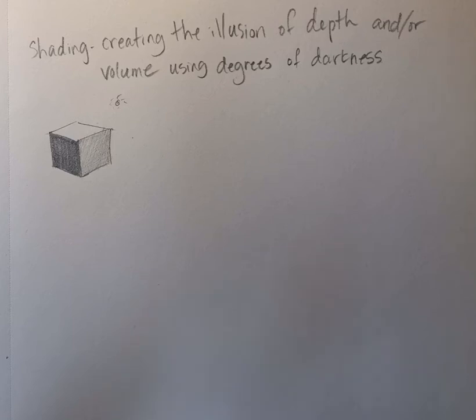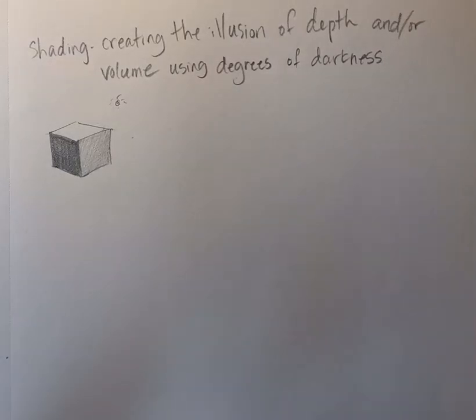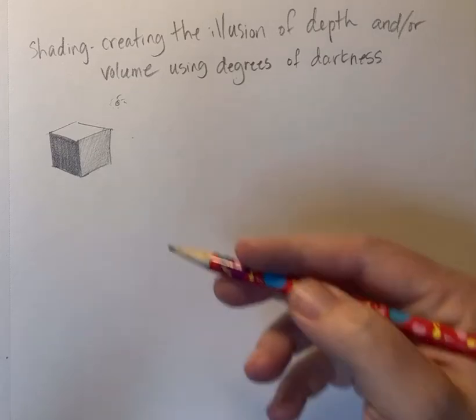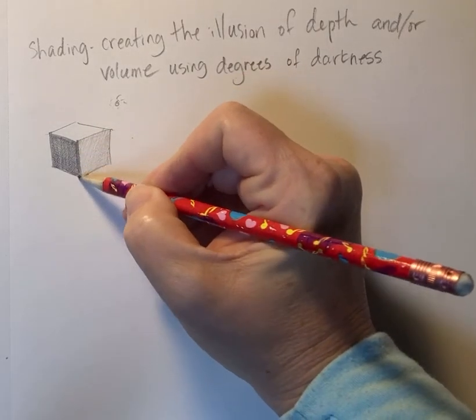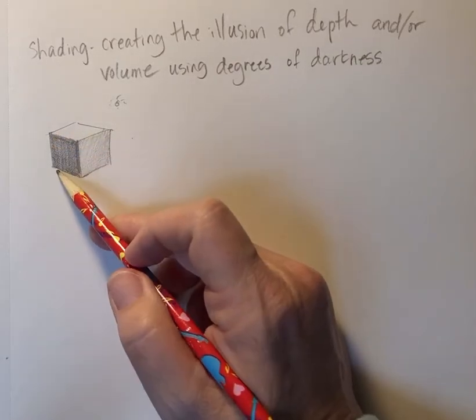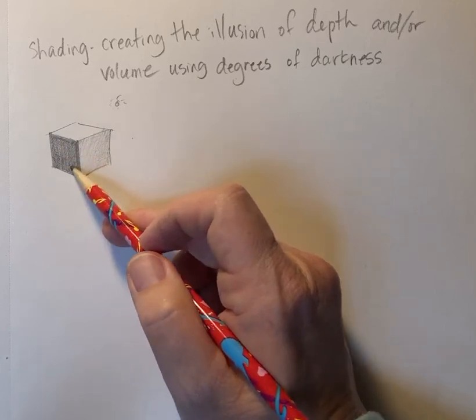We are going to continue talking about shading today. Last time we met, we talked about what shading was. We learned a little bit about our pencils and the different tools that we're using, and you became experts at how you can shade an object that has defined edges and planes, so specific sides.